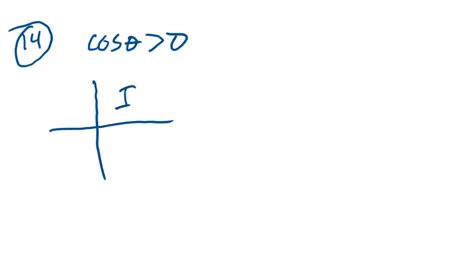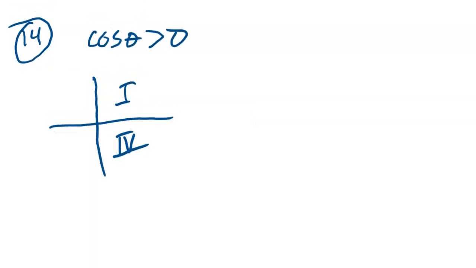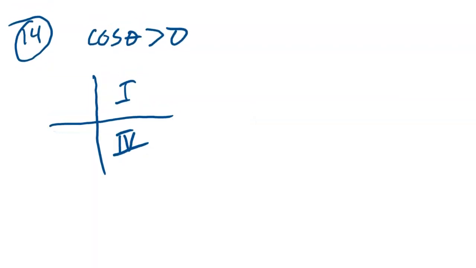Multiple choice. Suppose theta is an angle in standard position with cosine theta greater than 0. So what does that tell us? Well, if cosine is positive, we're in the first or fourth quadrant. X value has to be positive. And which quadrant does the terminal side lie on? Oh, D, whatever. So yeah, it's the x value. X is positive in the first and fourth quadrant. Not much of a question, but whatever.